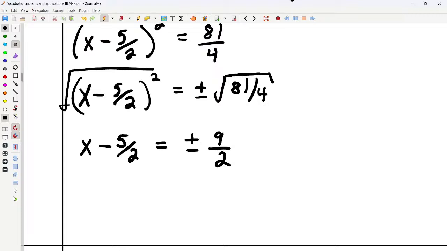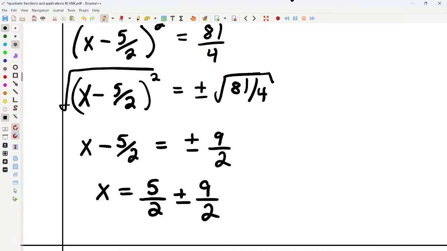We can quickly check that. 9 times 9 is 81. 2 times 2 is 4. So 9 halves times 9 halves is 81 fourths. So therefore, the square root of 81 fourths is 9 halves. Add 5 halves to both sides. Again, pay attention to how I structured that.